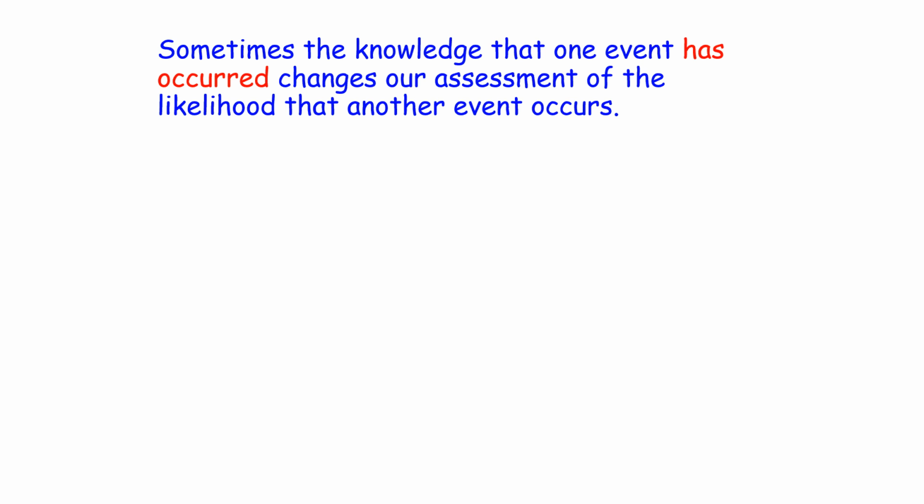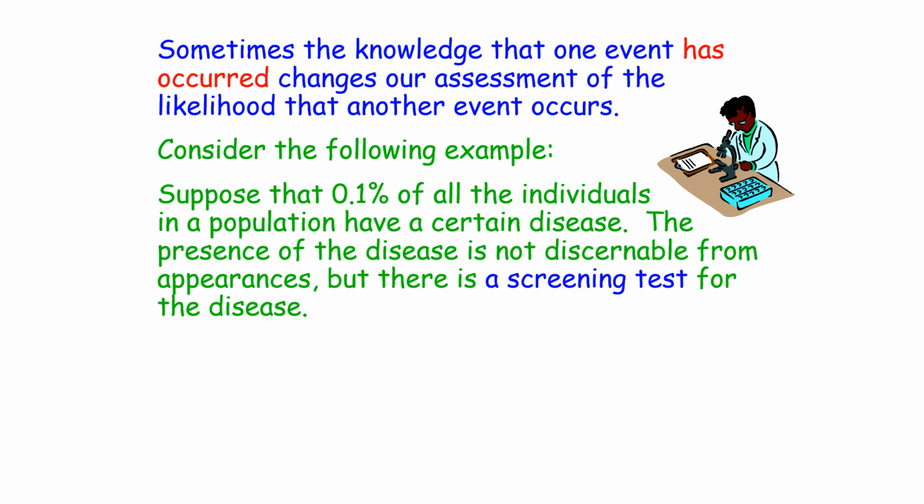In this video, we're going to be talking about conditional probability. Sometimes the knowledge that one event has occurred changes our assessment of the likelihood that another event will occur. Consider the following example. Suppose that 0.1% of all of the individuals in a population have a certain disease. The presence of the disease is not discernible from appearances, but there is a screening test for the disease.